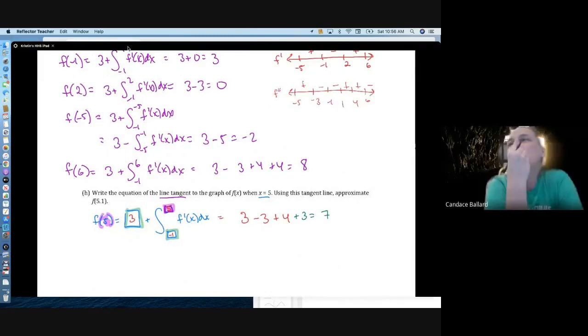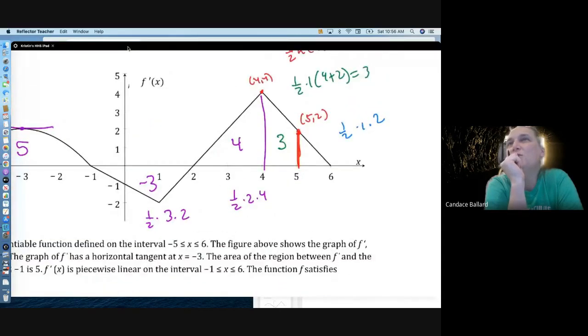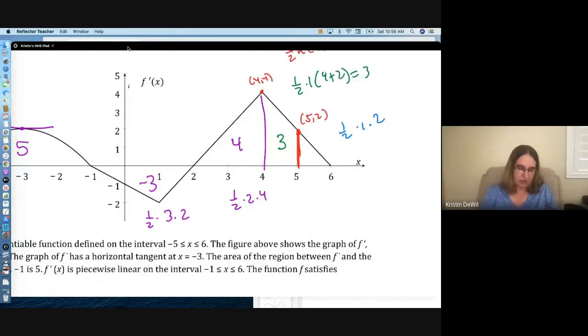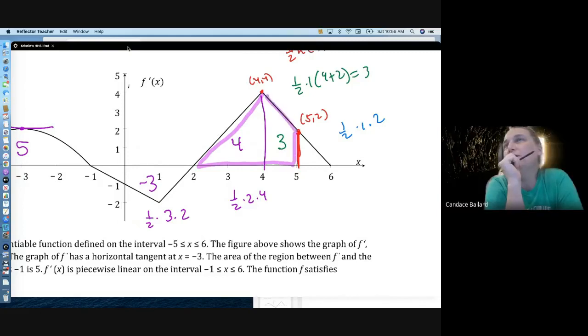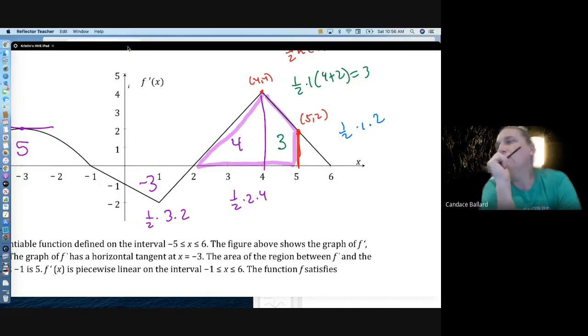Mrs. DeWitt, I'm curious if anybody else saw that area any differently, if they saw another way to calculate that area. Does anybody have any other ways that they saw how to do that area? Are you talking about just this area right here? The whole thing together. The whole thing together? Okay. So you're talking about this whole area here. Yeah. Did anybody else see another way to do that? No.